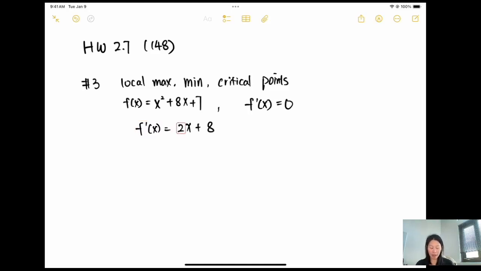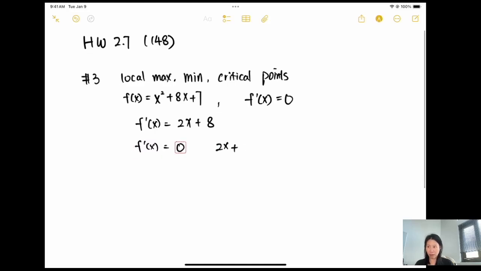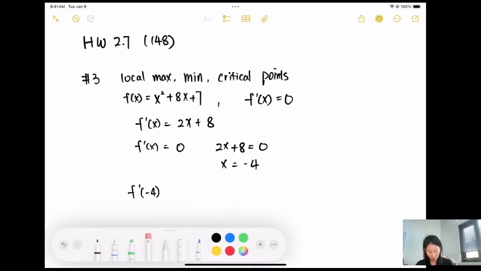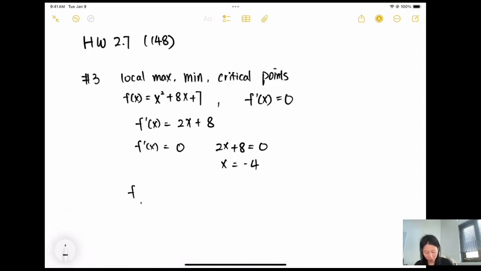And then we set f prime of x equals 0. Then we solve it. We have 2x plus 8 equals 0. So x equals -4 is our critical point. So we need to find the y coordinate. We plug it in. Oh, sorry, we need to plug into the original function. So we have f of -4, into the original function to find the y coordinate.